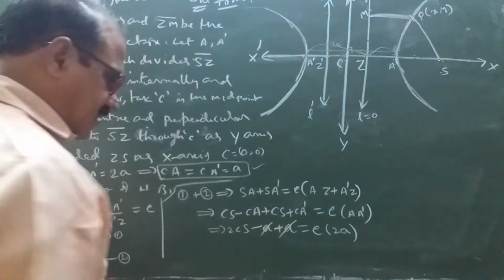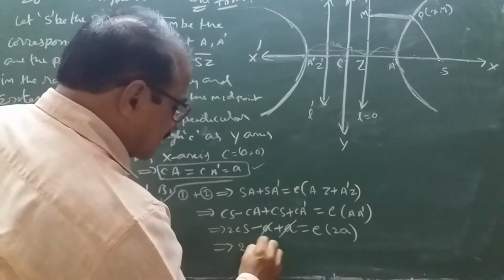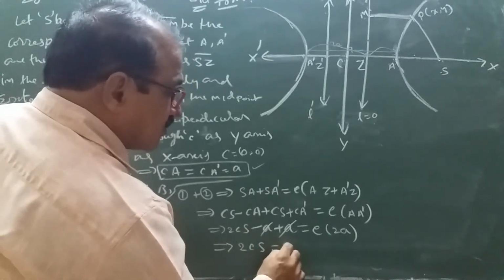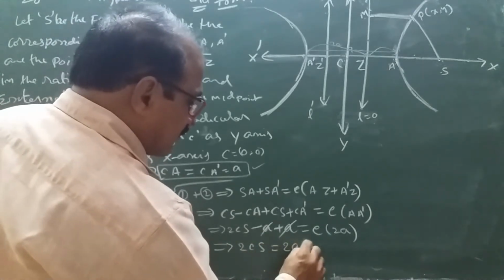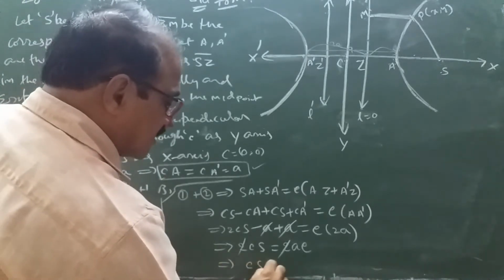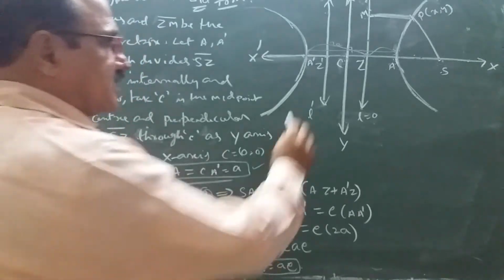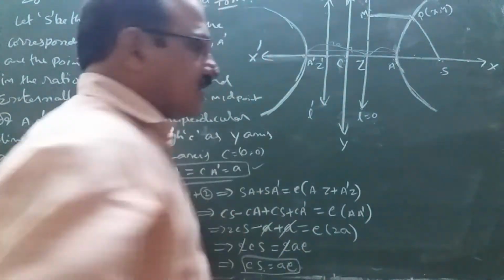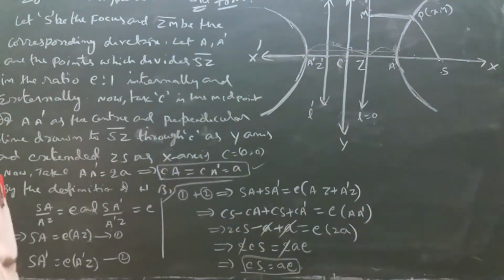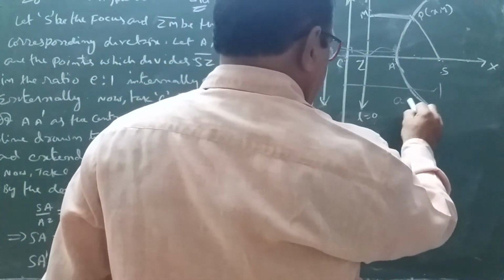Plus a minus a get cancelled. That means 2CS is equal to 2a, the 2 cancels. That implies CS is equal to a. What is CS? The distance from the center C to the focus S. This distance is equal to a.